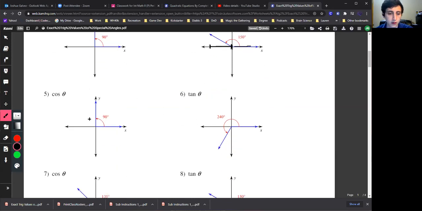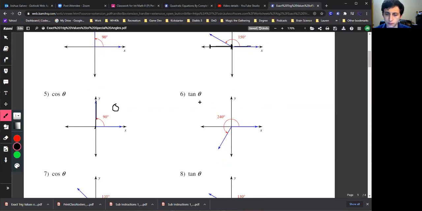Okay, let's keep going. Cosine of 90 degrees is going to be 0 because when your side is here, you're not extending to the left nor to the right. You're just nothing. So this is a 0. Again, this one doesn't really tie into the common angles, but still worth knowing. Cosine of 90 is 0.